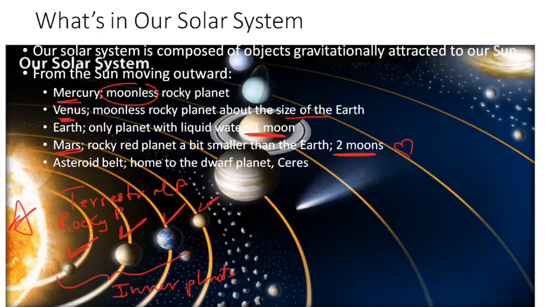And then after Mars, we have what's called the asteroid belt. You can kind of see these crumblies here. That's the asteroid belt. So get a sense for where things are.